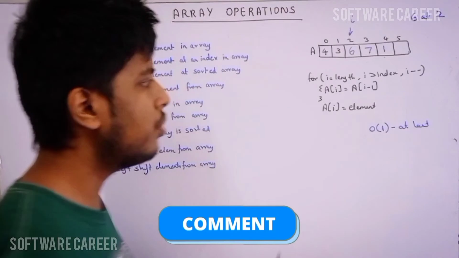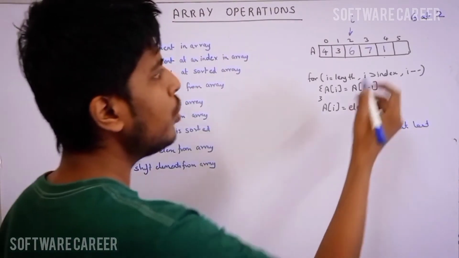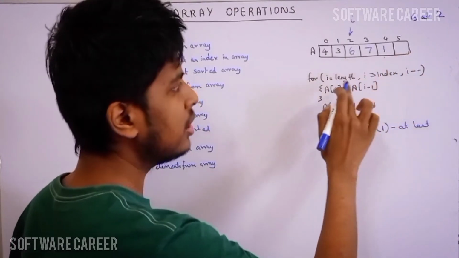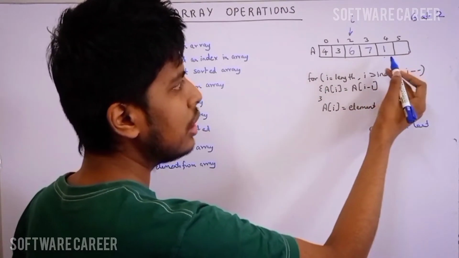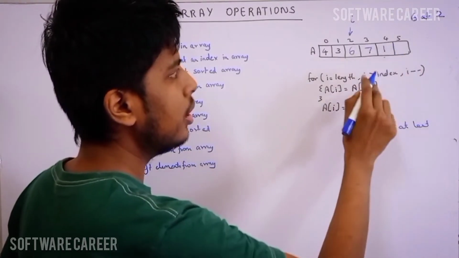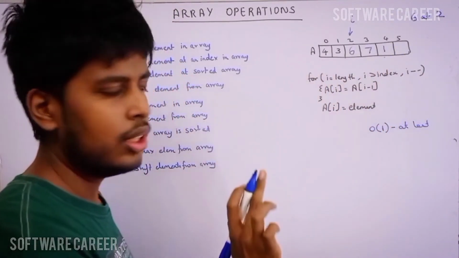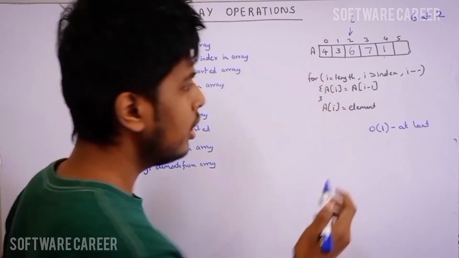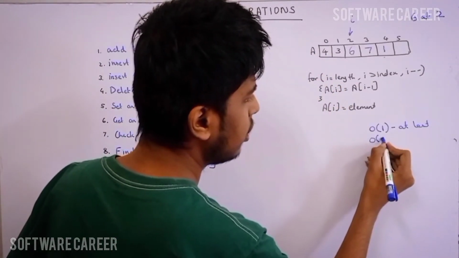Why O of 1? O of 1 means constant. Because if you want to insert at last, the loop starts from the last element, that means from length. So it will take only a single step. It can insert and it does not need to travel the whole array. So O of 1. Suppose you want to insert at the beginning index, then it will be O of n.